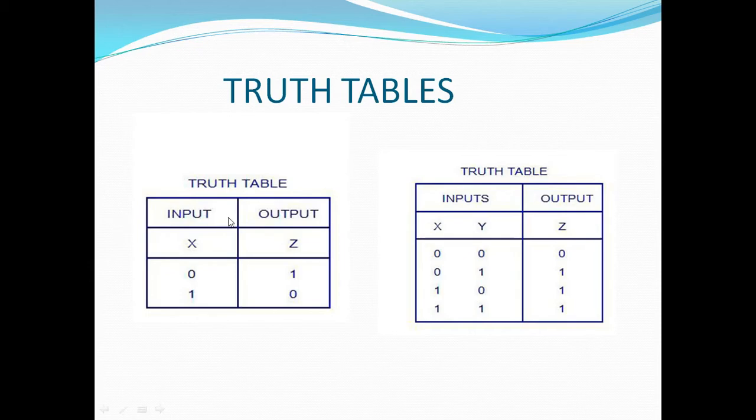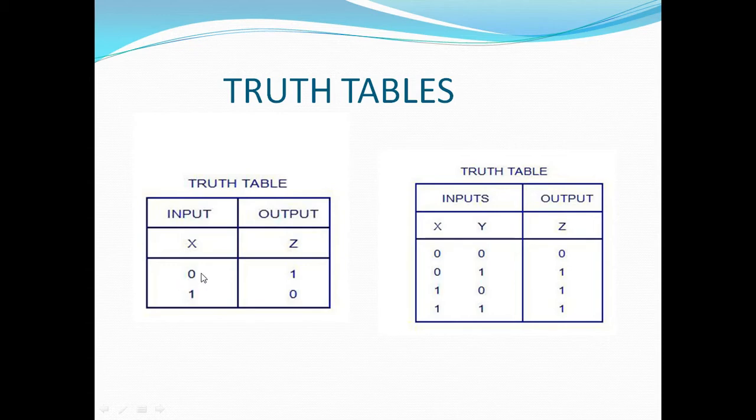In truth tables, we are writing the inputs and the possible outputs. Suppose this is the truth table for the NOT operator. NOT is a unary operation. Unary operation means where only a single input or single variable is there. So in the NOT operator, only one input is there, which can be either 0 or 1. We just complement or reverse the value. If the input is 0, the output will be 1. If the input is 1, the output will be 0.